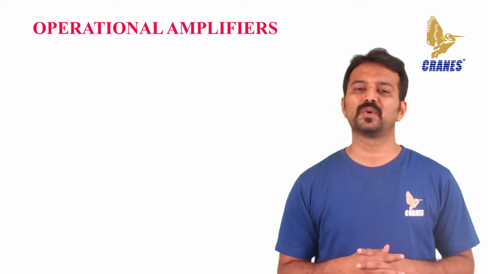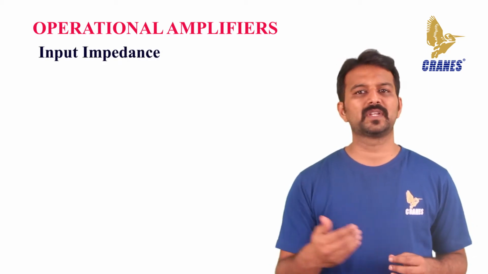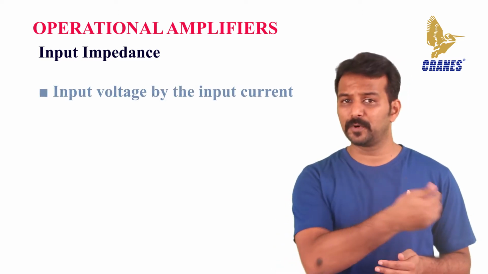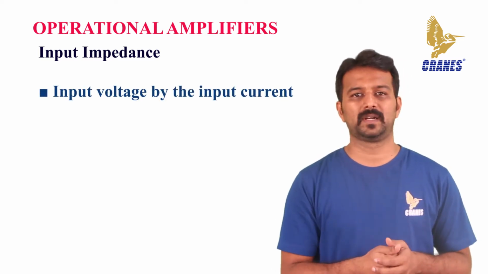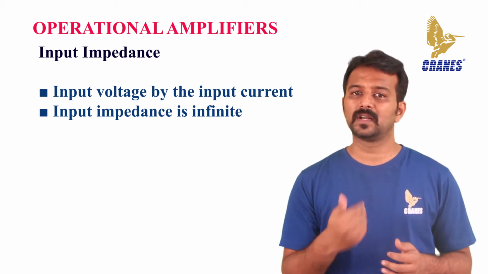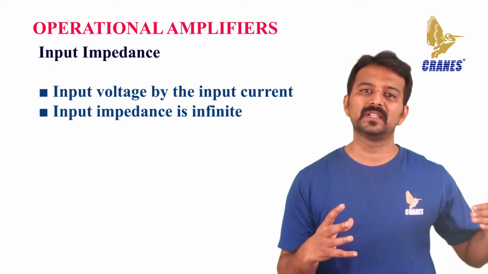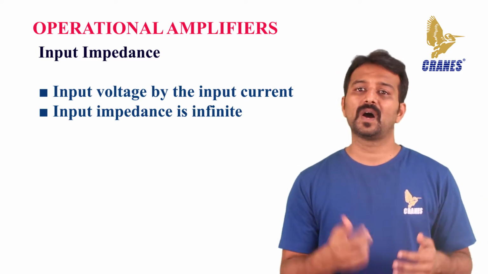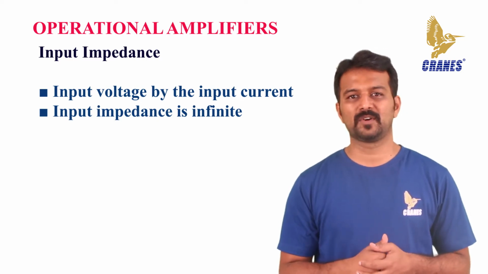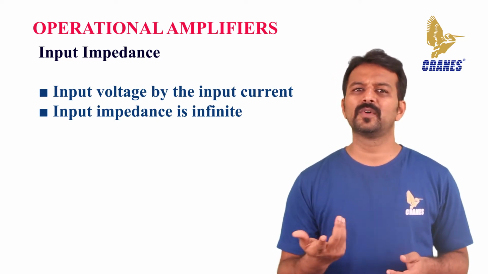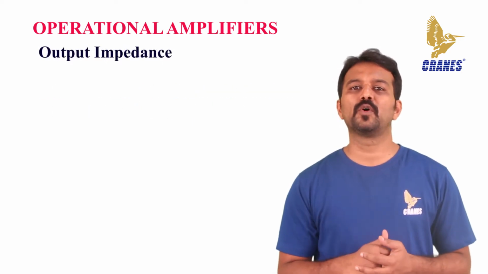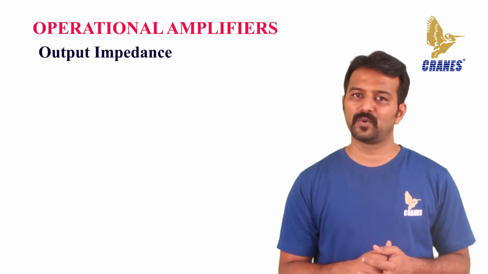First, we will have a look at the input impedance, which is usually denoted as Zin. Input impedance is defined as the input voltage by the input current. The input impedance of an ideal op-amp is infinite, that is, there is no current flowing inside the circuit. However, a practical op-amp has certain current flowing in the input circuit of the magnitude of a few picoamps to a few milliamps.